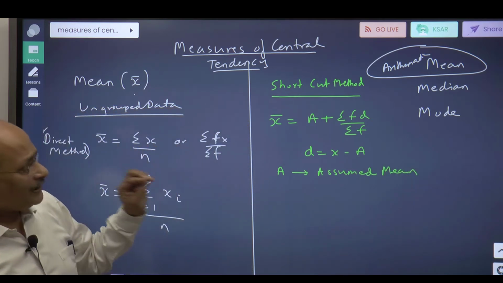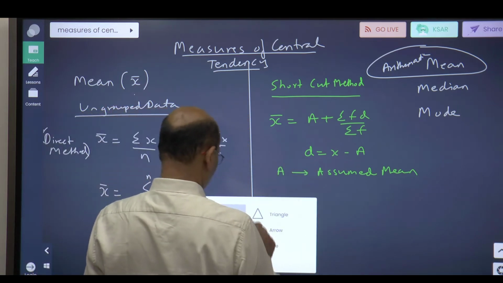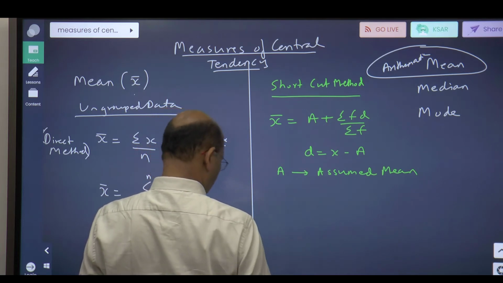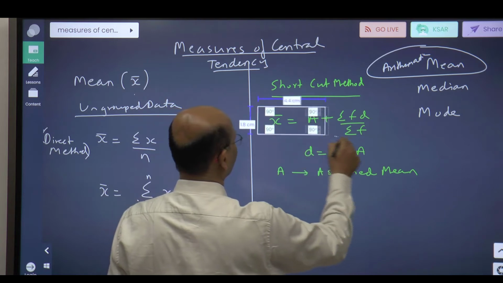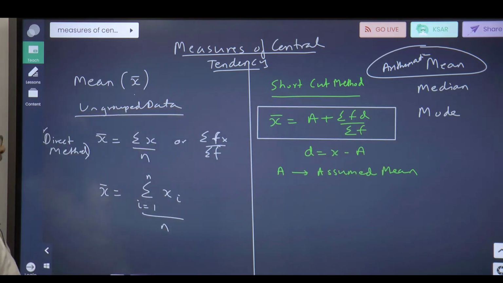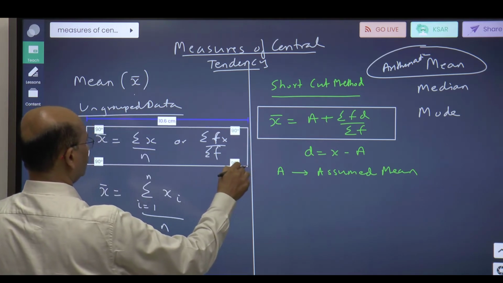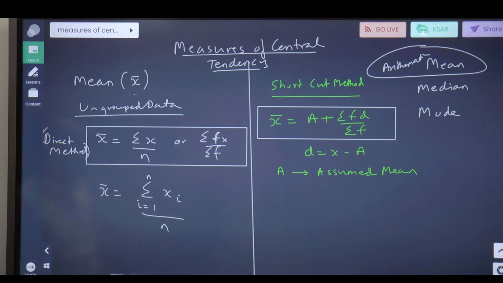Now this is a very specific formula. I want you to remember this. No mistake on this. Pay attention quickly, because this is something very important. So a plus summation fd upon summation f, this formula is also important in this case. I hope you got this point clear.